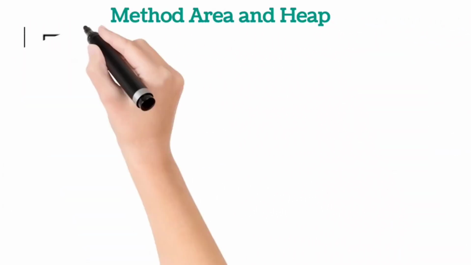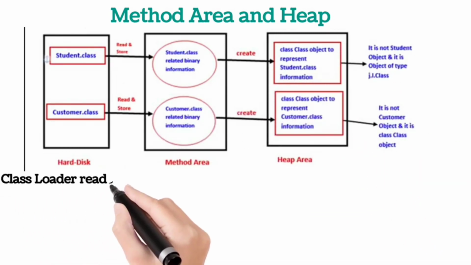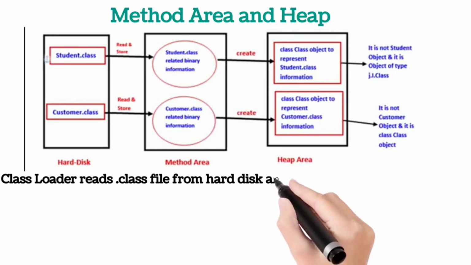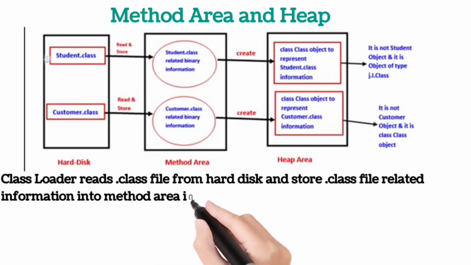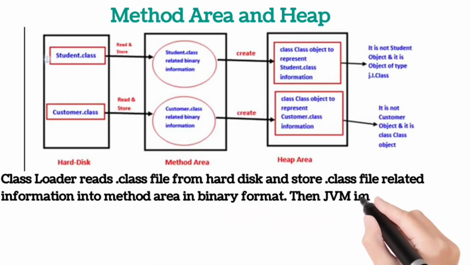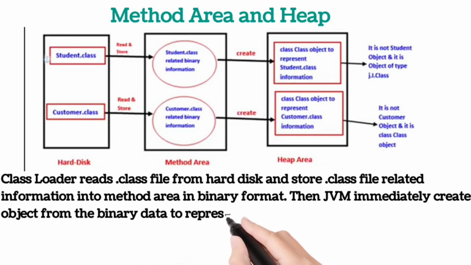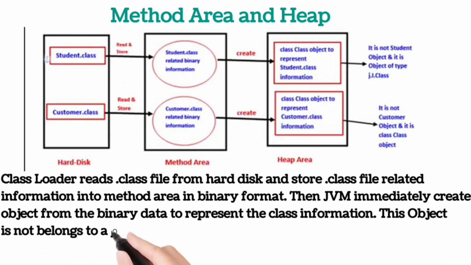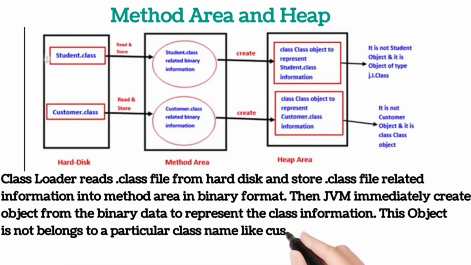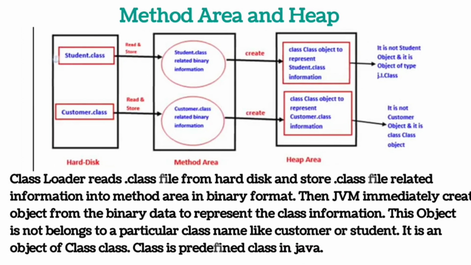Method area and heap. See the figure, I am going to explain it. In this figure, class loader reads .class file from the hard disk and stores .class file related information into method area in binary format. Then JVM immediately creates an object from the binary data to represent the class information. This object does not belong to a particular class name like customer or student. It is an object of a class. Class is a predefined class in Java.